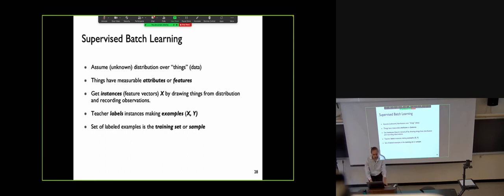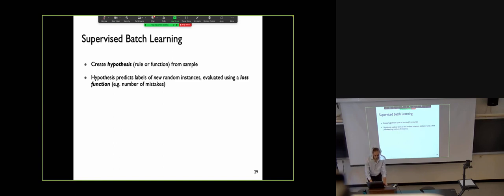So, supervised batch learning. The key idea is that you need to create a hypothesis, a rule or function, from the sample. Here the hypothesis is generally given, in the case of neural networks, by the architecture, the type of architecture that the model has, or the family class. Some people call it the family of functions that they can model. For example, the architecture of the deep neural net will encompass a certain family of functions that it can learn.